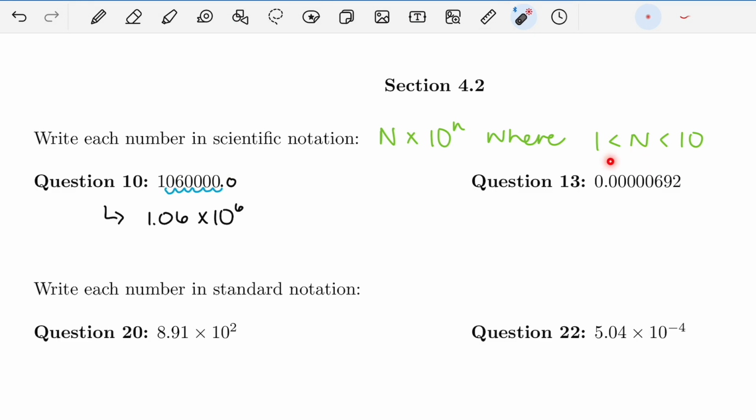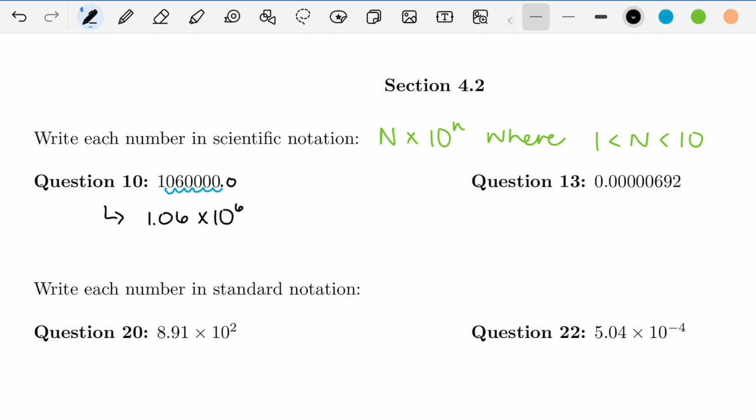Now, for question 13 here, we have a really, really small number. So for question 10, we had a big number, and here we have a small number. So we again want to write this in scientific notation of this form here. So we're going to have to move this decimal now in this direction to the right here. So, let's do it in blue again.